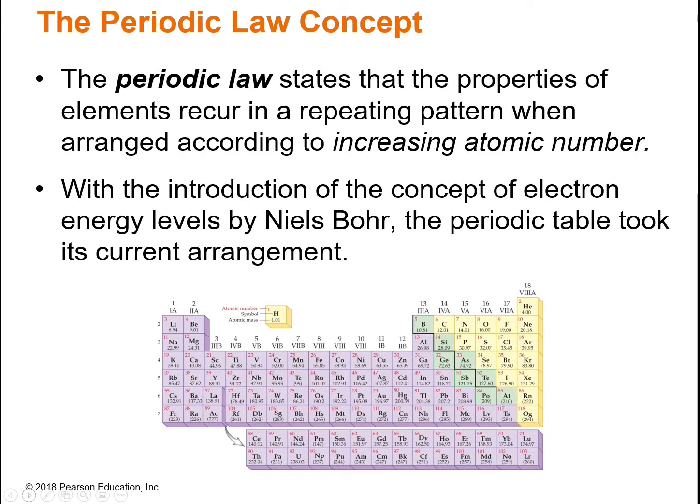And that's periodic law, that the properties of elements recur in a repeating pattern when arranged according to increasing atomic number. So you will need to know this. And that concept, combined with the energy levels from Bohr, which hopefully you remember that name from chapter 4, those two things combined to give us the periodic table that we know today. So that's your little bit of chemistry history lesson.